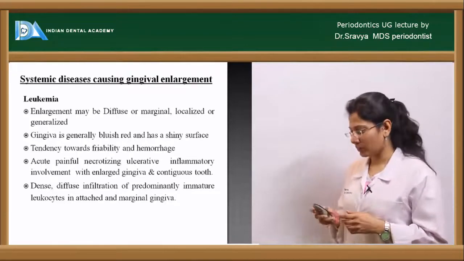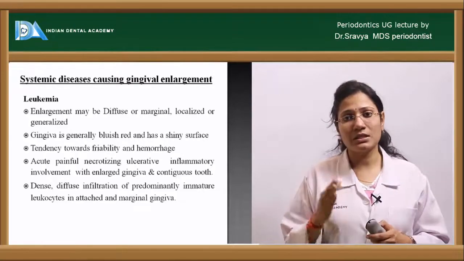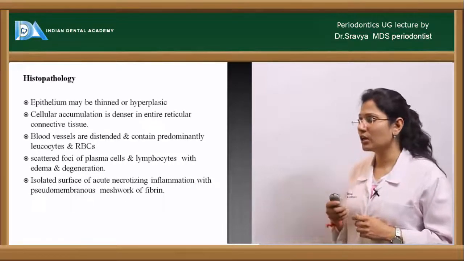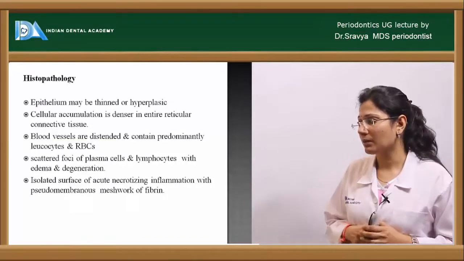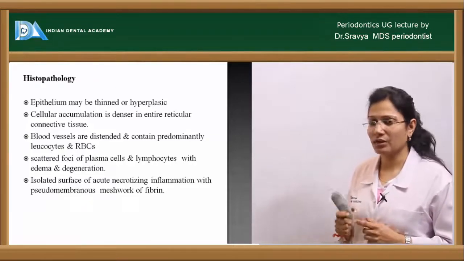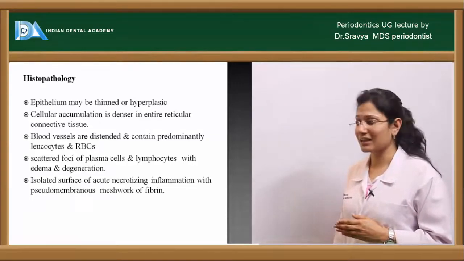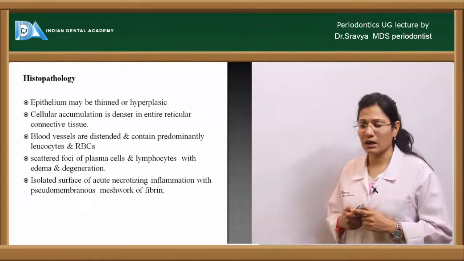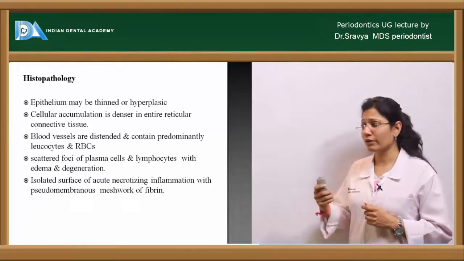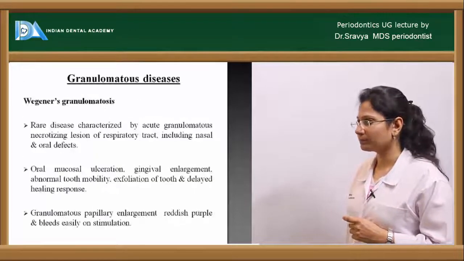Okay, now because of the increased demand for the synthesis of WBCs, your RBC and platelet counts are falling down. Okay, it's a very painful condition. The histopathology is that the epithelium may be thinned or it may be hyperplastic. Cellular accumulation is denser in the entire reticular connective tissue. The blood vessels are distended and they contain predominantly leukocytes and RBCs, with scattered foci of plasma cells and lymphocytes, with edema and degeneration, and an isolated surface of acute necrotizing inflammation with pseudomembrane meshwork of fibrin.